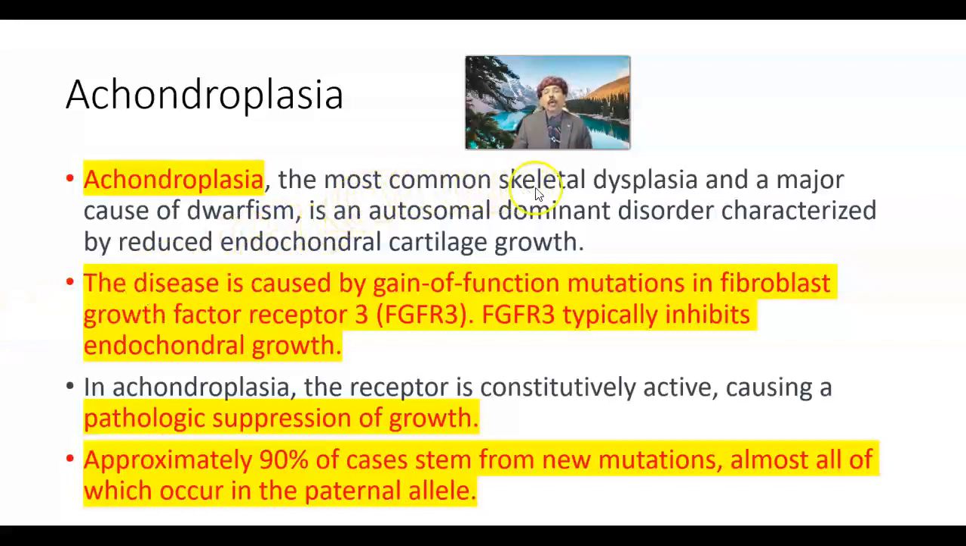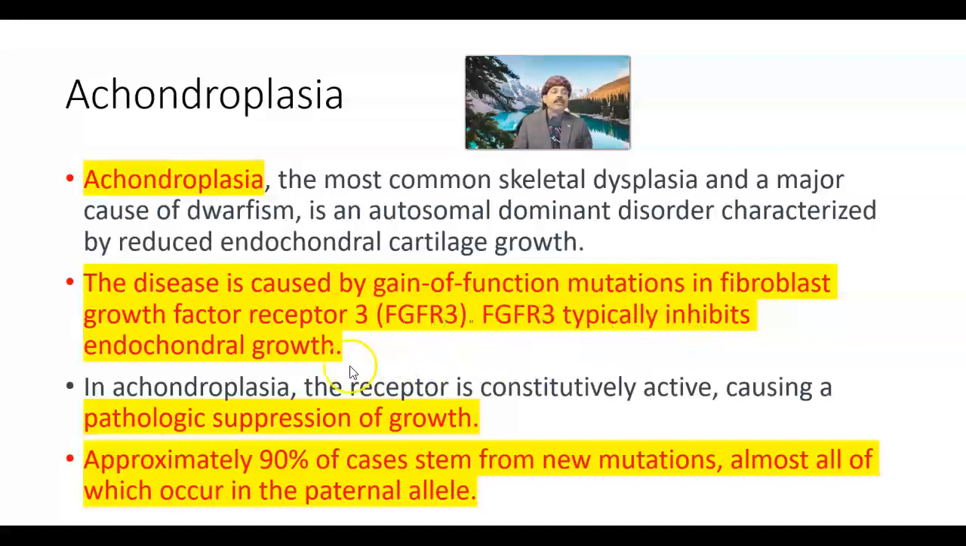Achondroplasia, the most common skeletal dysplasia and a major cause of dwarfism, is an autosomal dominant disorder characterized by reduced endochondral cartilage growth. So the intracartilaginous ossification is disturbed here. The disease is caused by gain of function mutations in fibroblast growth factor receptor 3, that is FGFR3.